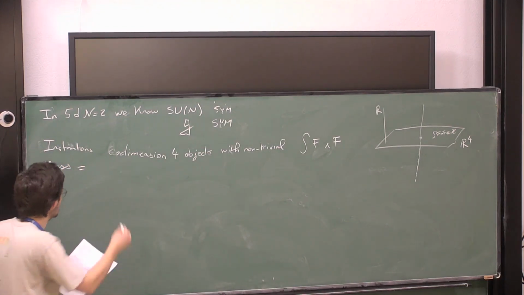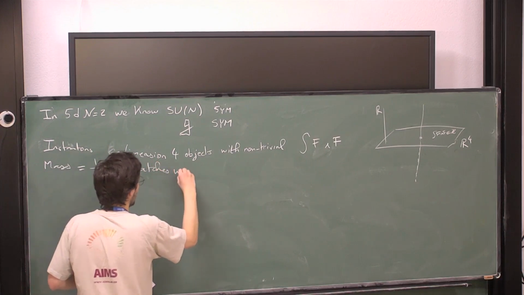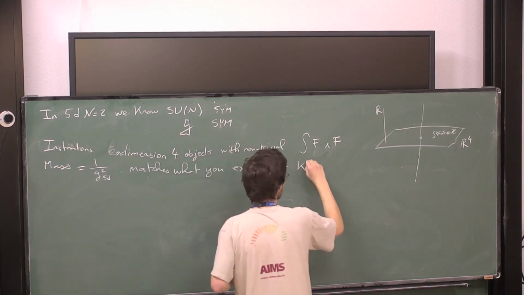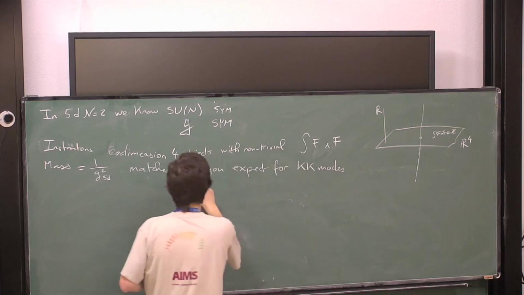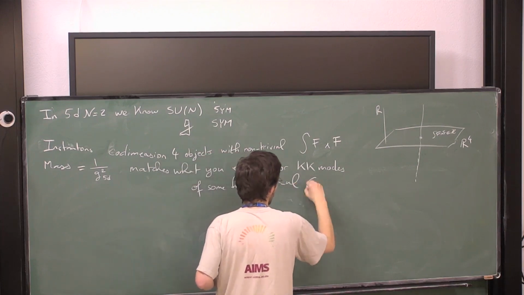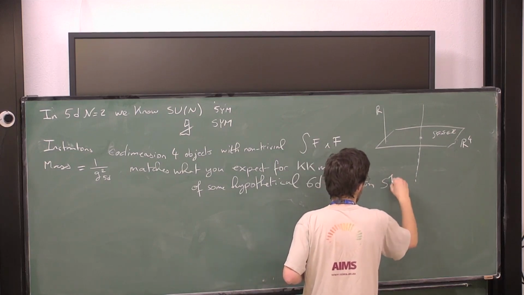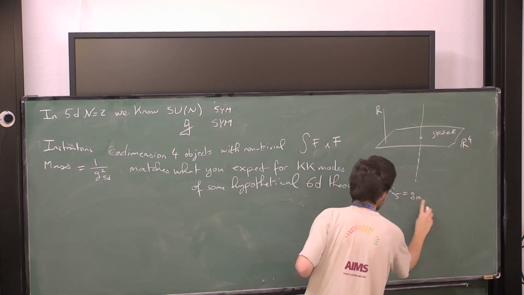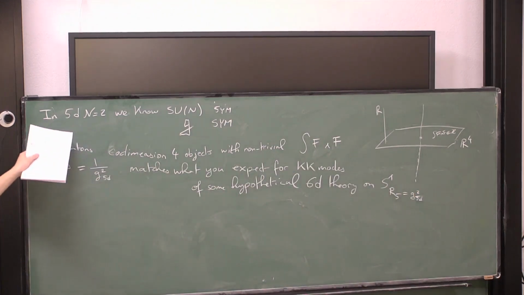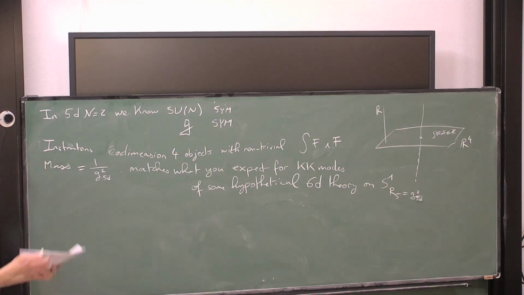and the mass of these instantons is going to be 1 over g_5D squared, which matches what you would expect for KK modes of some hypothetical 6D theory on a circle of radius R_5 equals g_5D squared. So it's tempting to say, and it's actually what we expect, that 5D N=2 super Yang-Mills is a definition of the 6D theory I'm interested in, reduced on a circle.